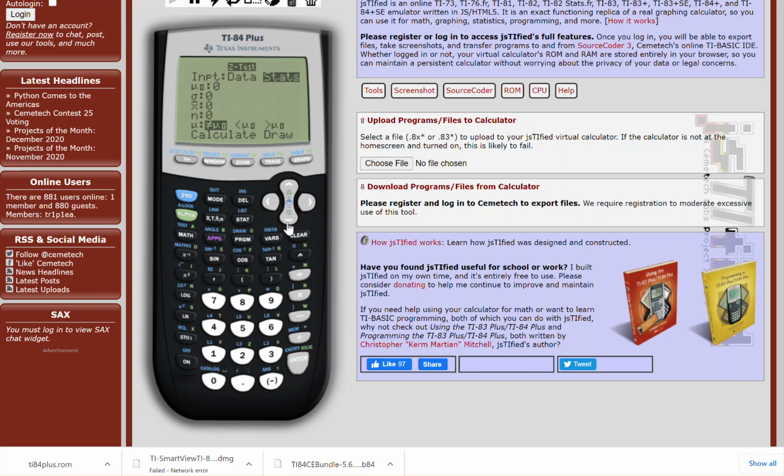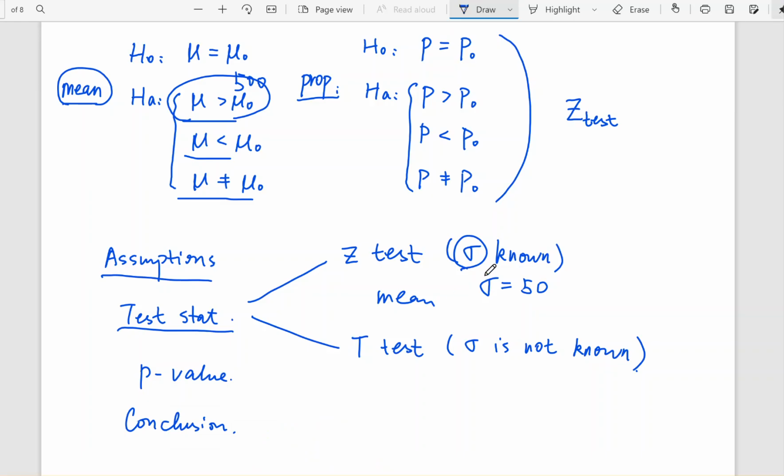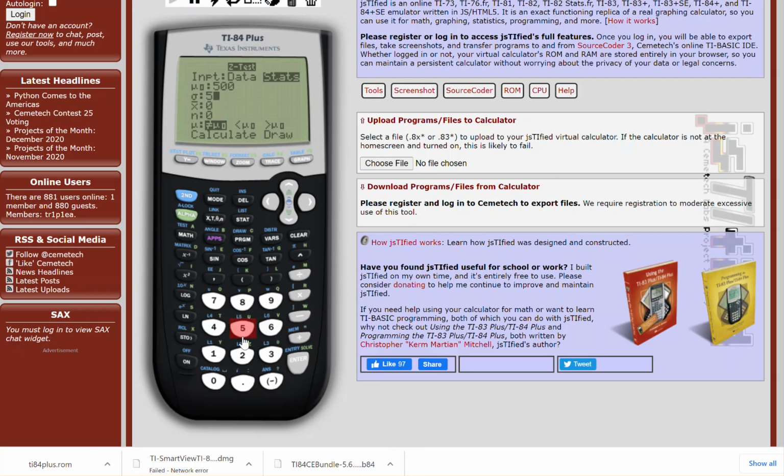All right, so here you need to input the mu0, which is the hypothesized value in your hypothesis, right? So in this case, we want to test about 500. All right, and then next one, standard deviation. So since you choose the z-test, that means the sigma is given, right? So here I just assigned a random number here, so it doesn't mean anything. So let's just say 50 as the population standard deviation.